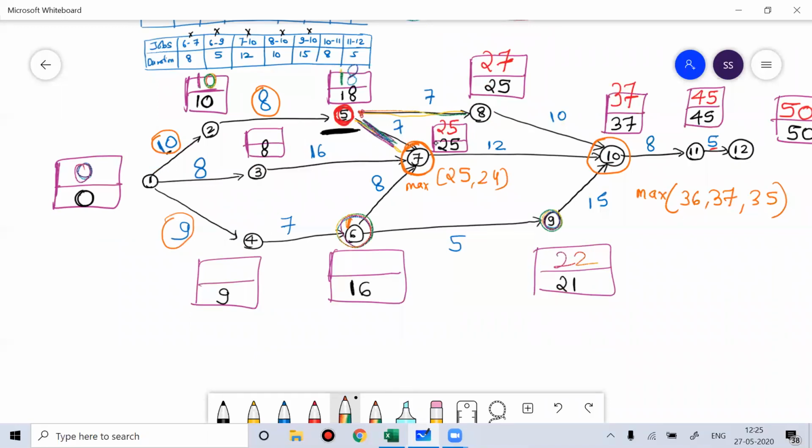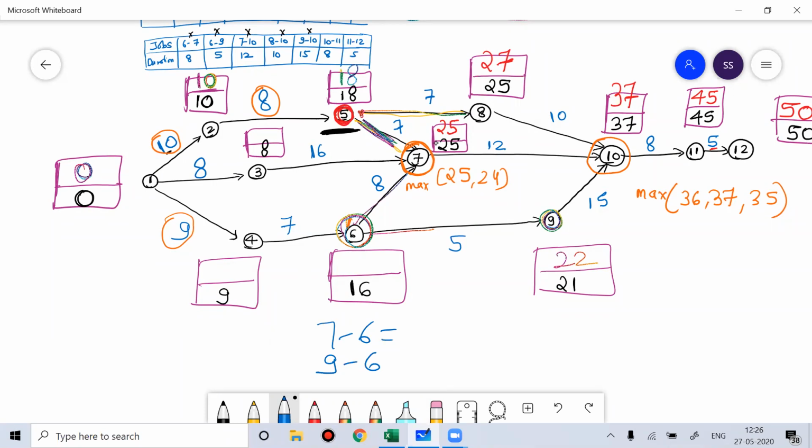If you see node 6, two activities are getting over. One is activity 6 to 7, and the other is 6 to 9. If I'm going back, better to say 7 to 6 and 9 to 6, because I'm going back.